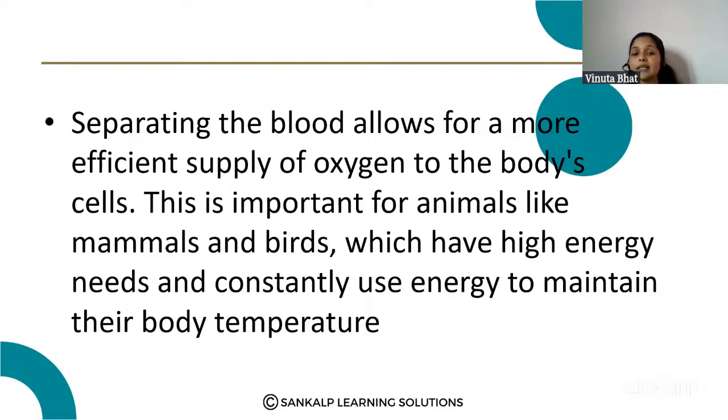So to maintain their body temperature, they need more energy, and the separate blood, the oxygenated and deoxygenated blood separation, that allows the more oxygenated blood supply to the body cells, which releases the more energy. Okay, for this reason, there is a need of separation of the oxygenated and deoxygenated blood in mammals as well as in birds. Please note down the answer.